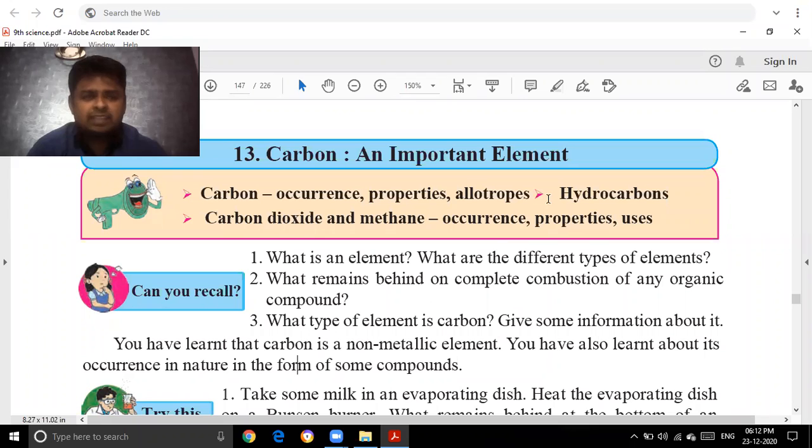Hello friends, let us start with carbon, an important element. So what is an element? Element म्हणजे काय? So what actually are the different types of elements? What remains behind on complete combustion of any organic compound? And what type of element is carbon? Give some information about it.